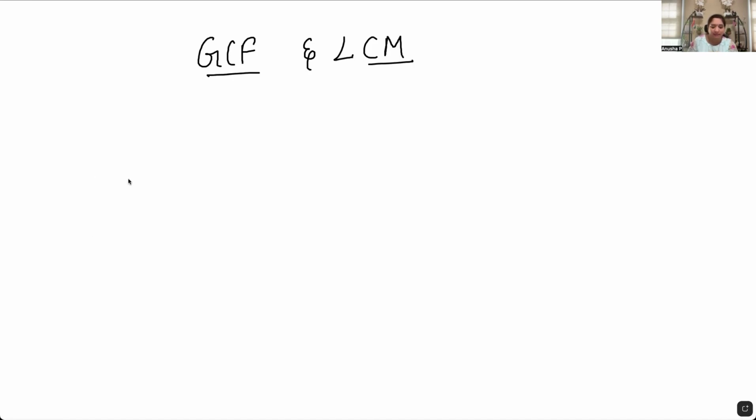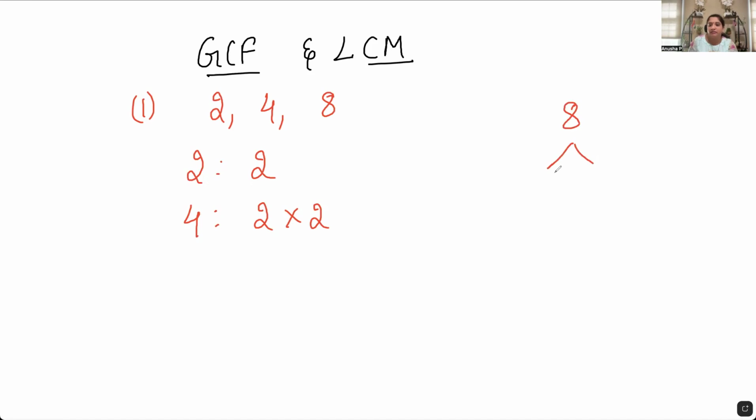The first example I'm taking here is we will start with some easy numbers: 2, 4, 8. In order to find GCF and LCM, first we have to do the prime factorization. For 2, the prime factorization is 2. 4 is nothing but 2 times 2. For 8, the prime factorization is 2 times 4, and 4 is 2 times 2.